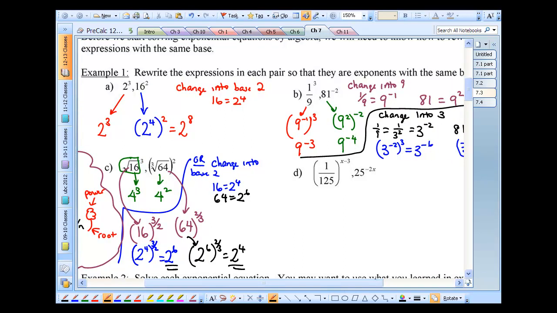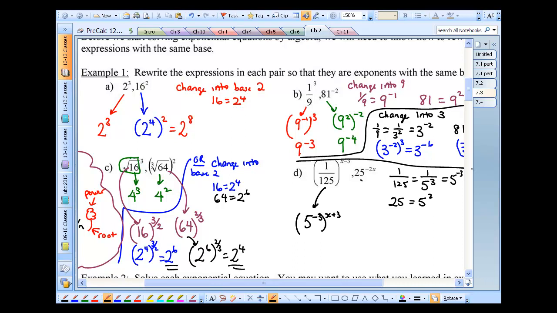Part D, I think, well, 125, yeah, that's a key number in the powers of 5. That's 5 cubed. So this must be 5 to the power of negative 3. 25, of course, is just 5 squared. So let's go ahead and make the changes. 5 to the negative 3, all raised to the power of x plus 3. And this other one here would be 5 squared raised to the power of negative 2x. Okay, let's simplify. And remember, when we have exponent to exponent, we multiply them together.